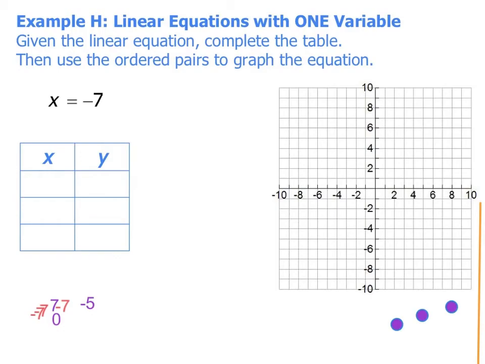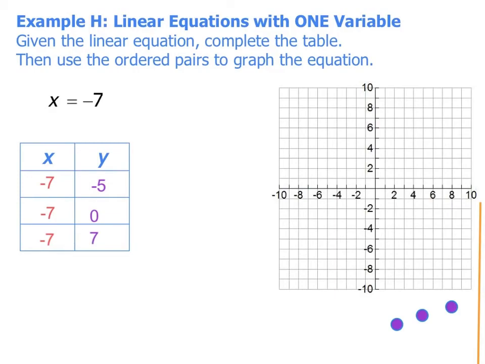Alright, this time it wants us to graph linear equations with one variable, but this time it gave us x equals negative 7. So I know no matter what I pick for y, my x is always going to be negative 7. It doesn't matter what I pick for y's, whether I pick negative 5, 0, or 7, because no matter what, my x is always negative 7.